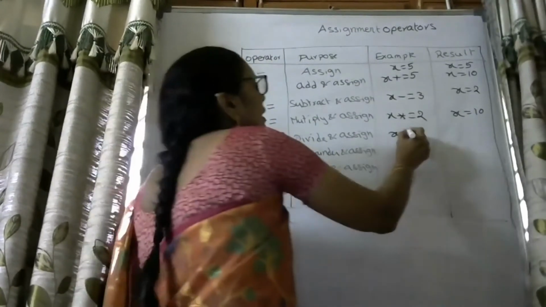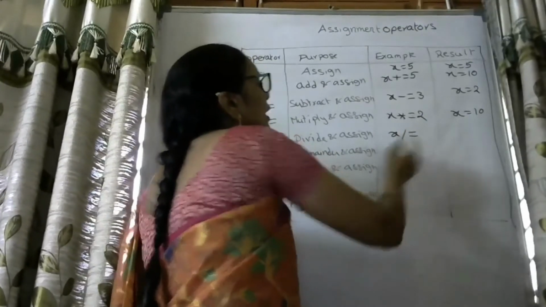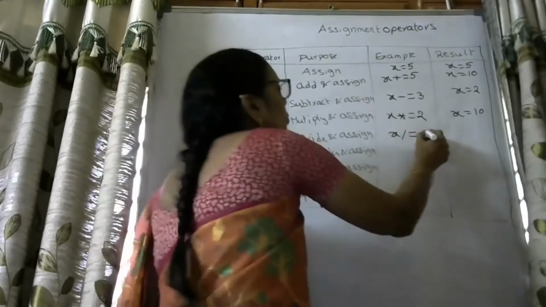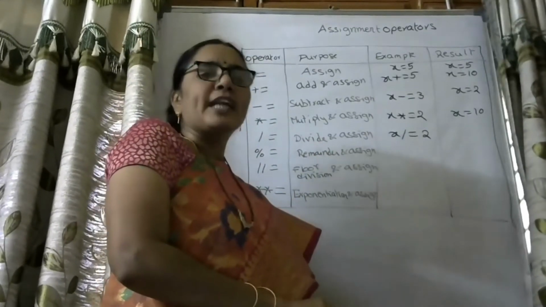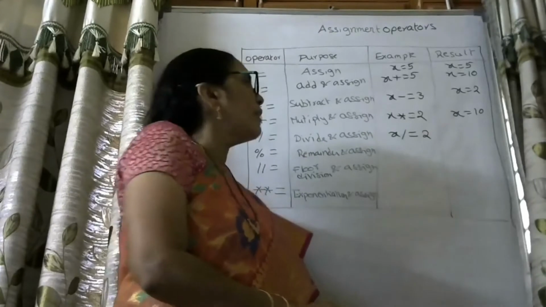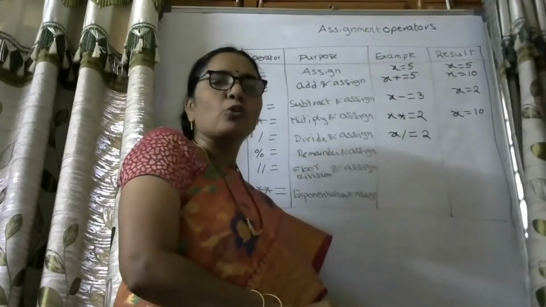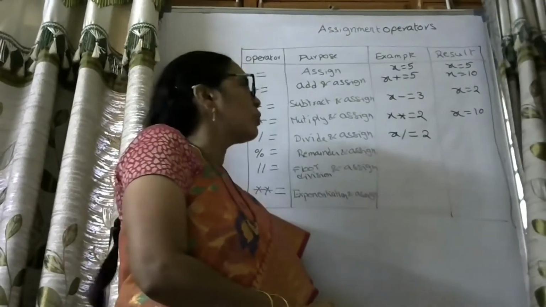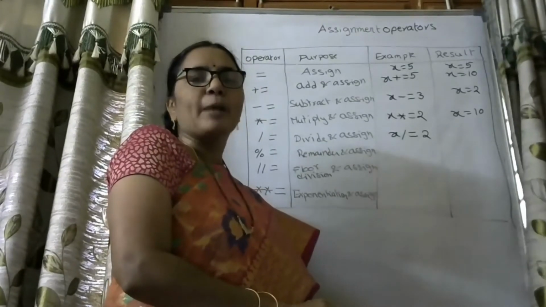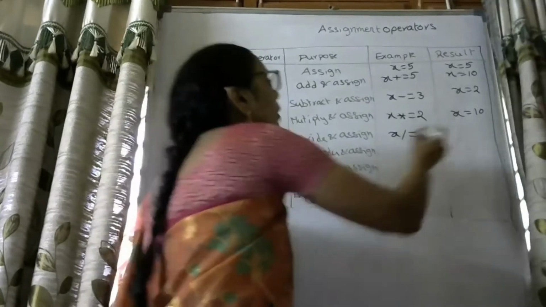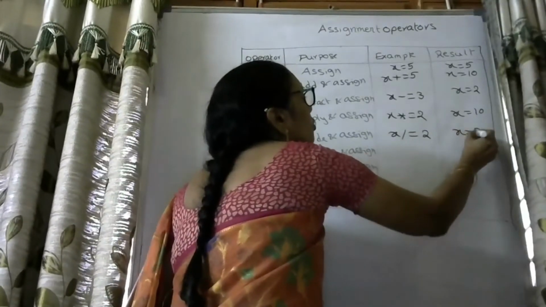Next, divide and SI. X slash is equal to 2. I am assuming X to contain the value of 5. So when I write X slash is equal to 2, which is nothing but equal to X is equal to X by 2. 5 by 2. 5 by 2 is nothing but 2.5. X is equal to 2.5.